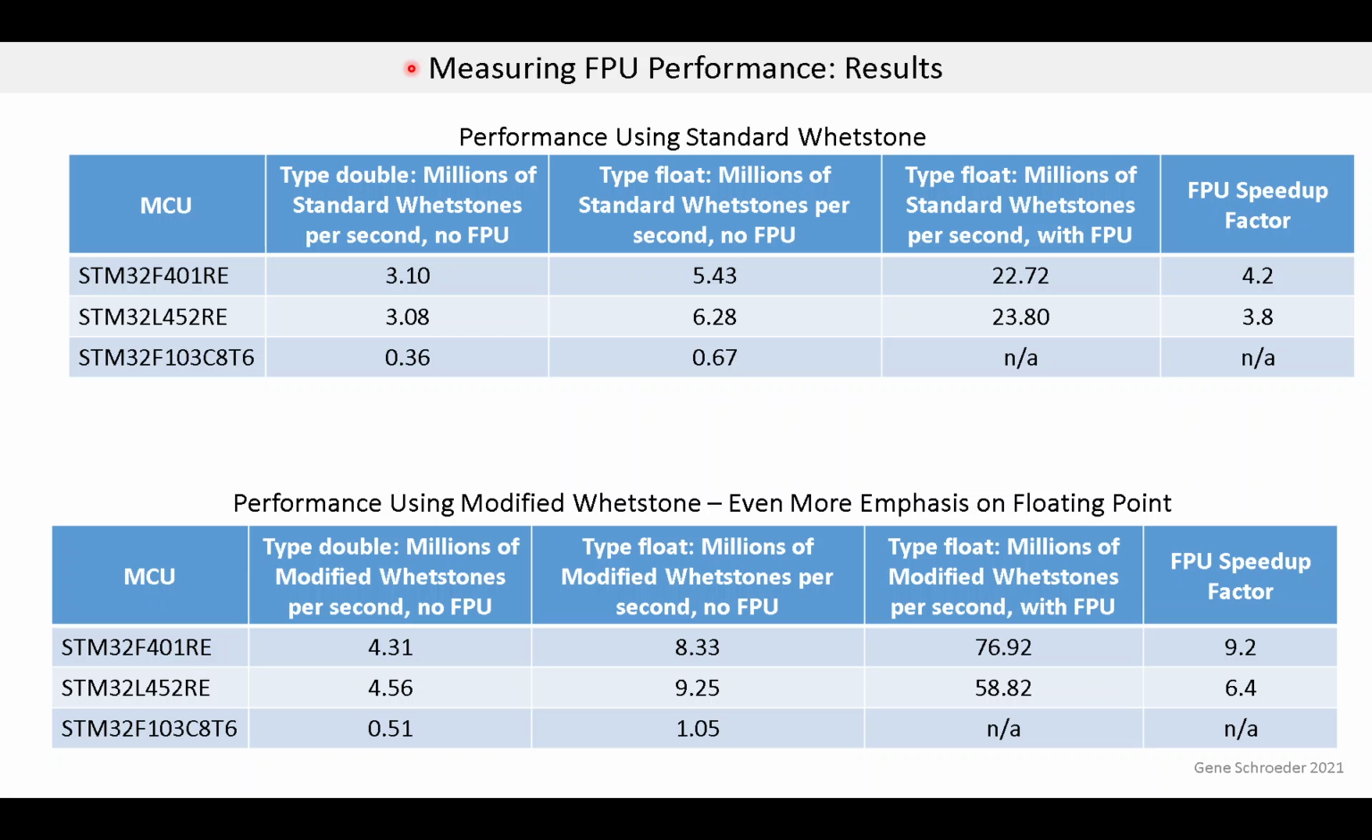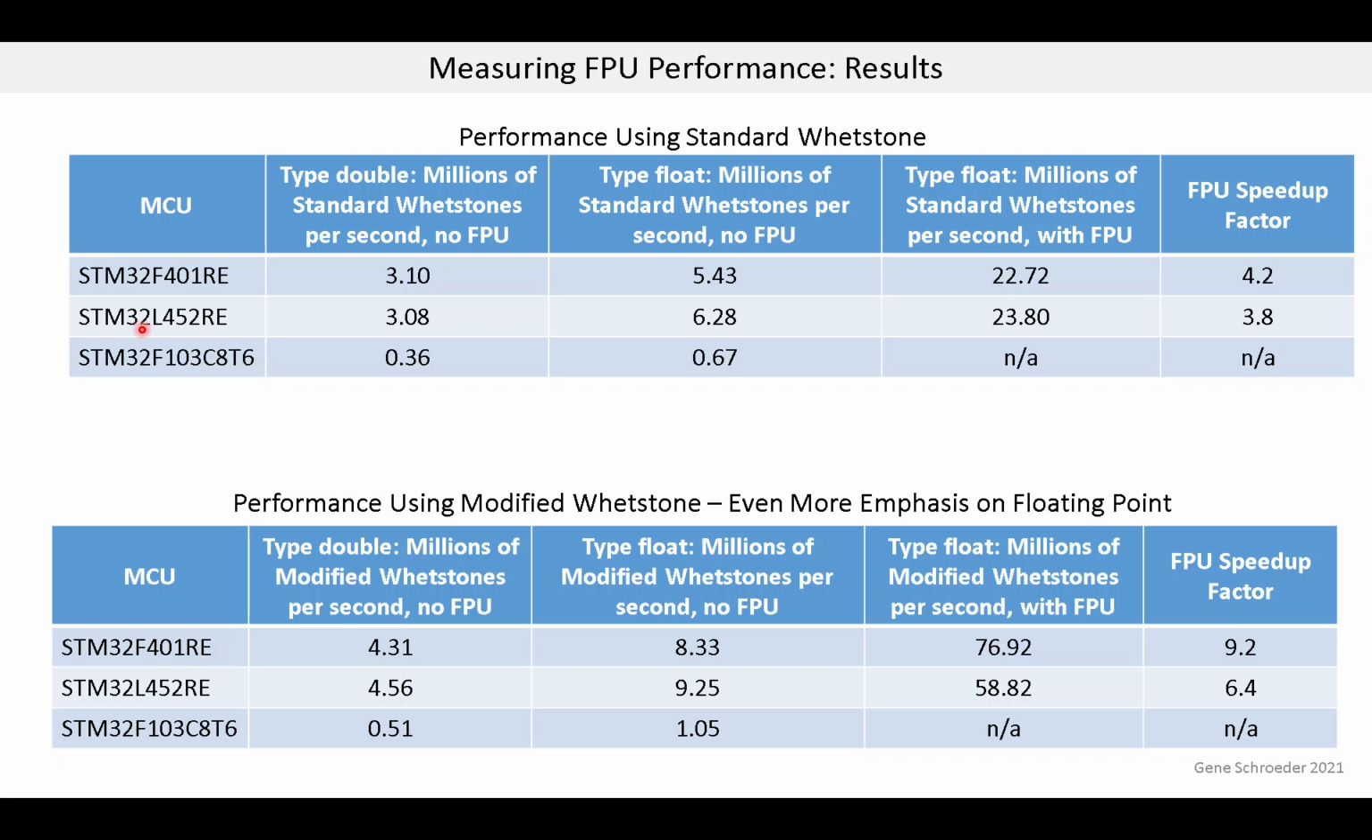So here are the measurement results. And I have two tables here. One is using the standard Whetstone, and one is using the modified Whetstone, where I left out Whetstone modules that did no floating point or very little floating point. So let's go back to the standard Whetstone and look at these results.